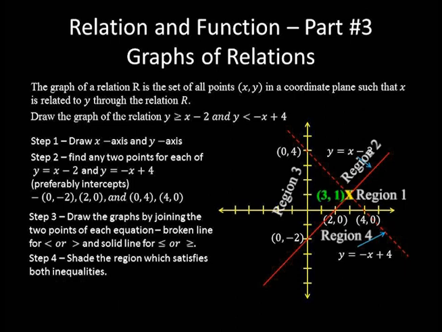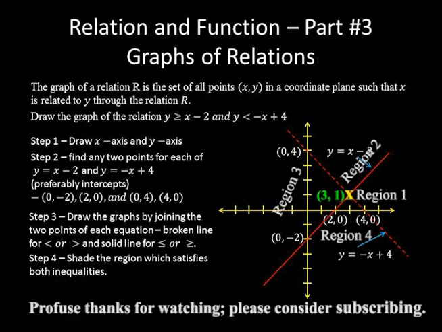The origin, (0, 0), is to the left of this point of intersection. So let's test this ordered pair with each inequality. The first inequality is y greater than or equal to x minus 2. This implies 0 greater than or equal to 0 minus 2, which implies 0 greater than or equal to negative 2. 0 greater than negative 2 is always true.